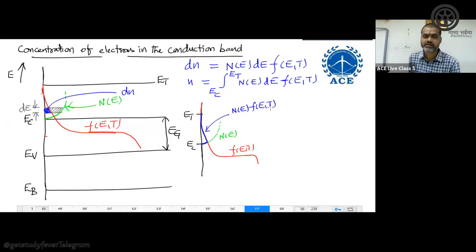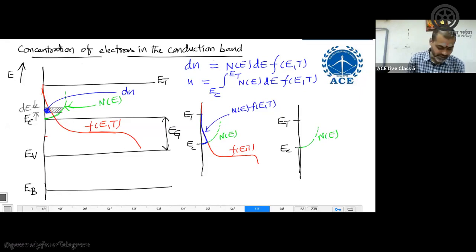Whatever the blue line that I have given now is nothing but n of E into f of E comma T. And if you calculate the area under this, that will give N. Let me draw that also. So this is n of E. A similar type of discussion we are going to make for the concentration of holes in the valence band. This is nothing but f of E comma T.